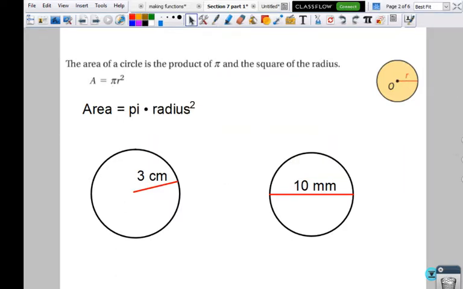Pi times radius squared. Why'd you do that? What's the point of doing that? I don't know why I had it. Maybe I should cover it up like this. Hey guys, remember, you go.